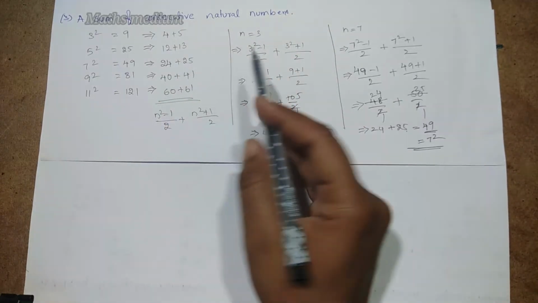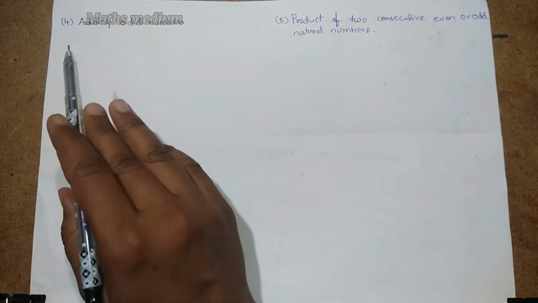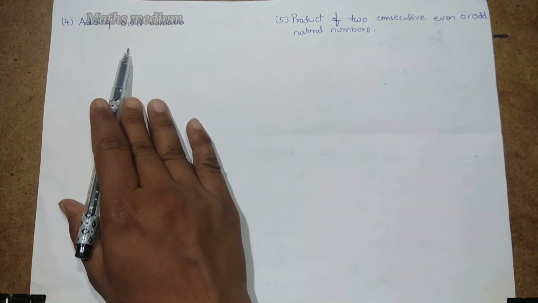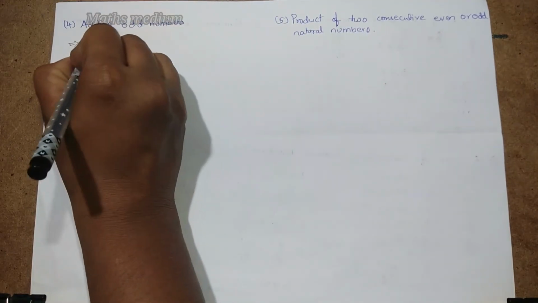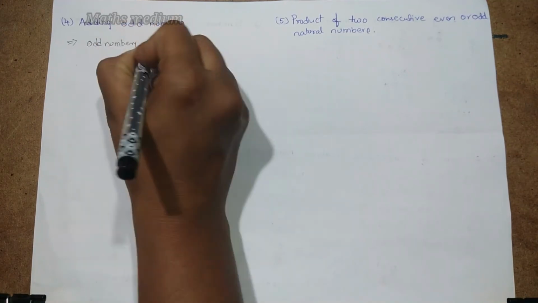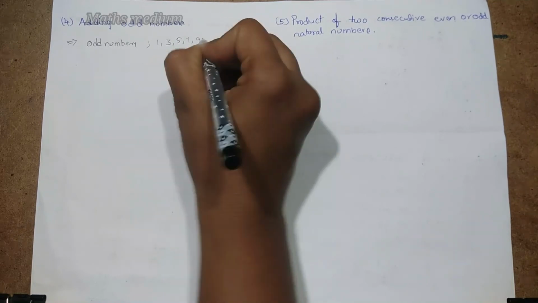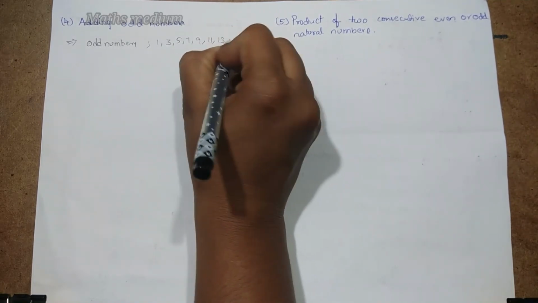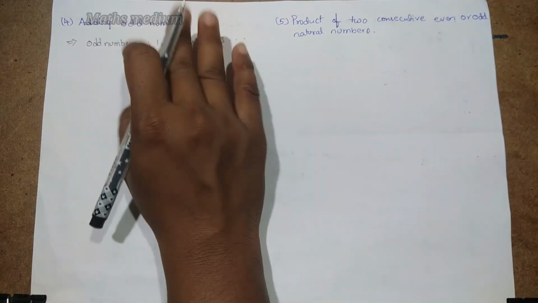Next, coming to the fourth one, adding odd numbers. By adding odd numbers, we get a square. This is also another property of squares. Let's consider taking odd numbers from 1. So, odd numbers, we know that 1, 3, 5, 7, 9, 11, 13 and so on. By adding odd numbers, we get a square number.